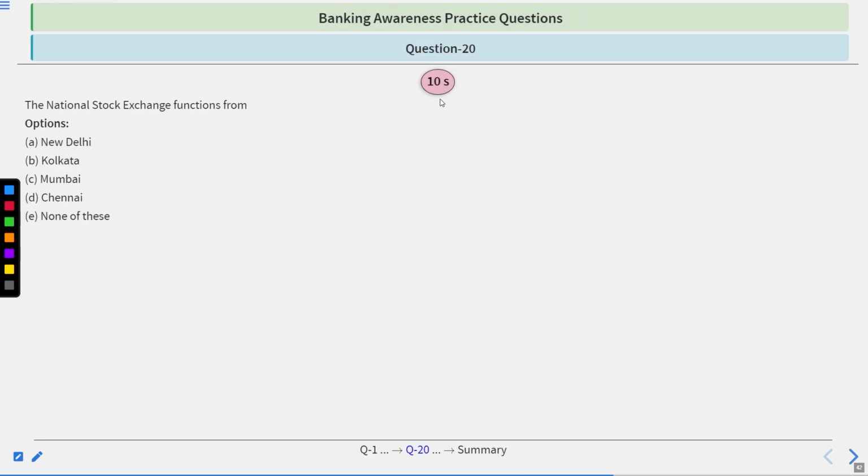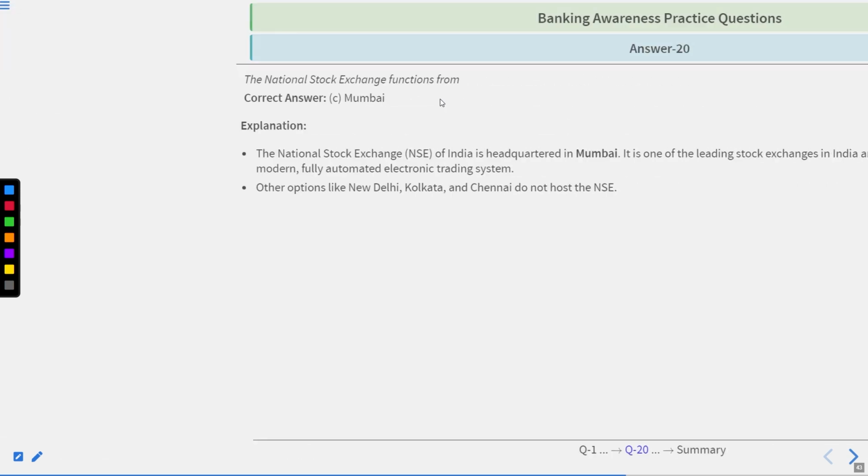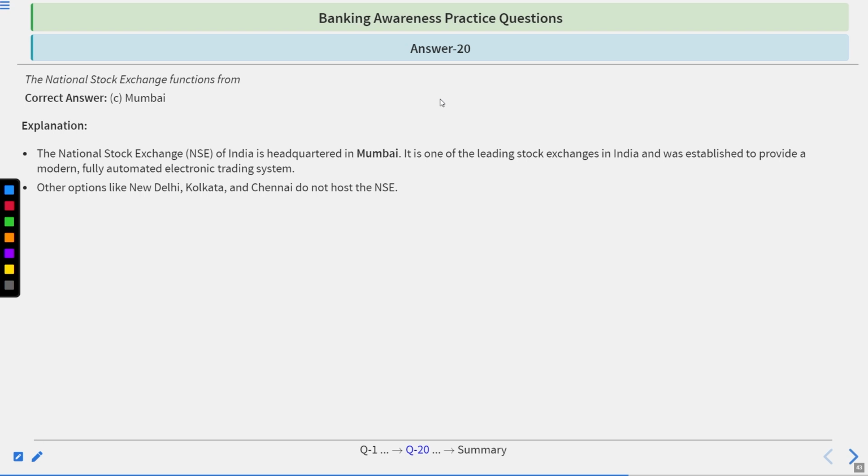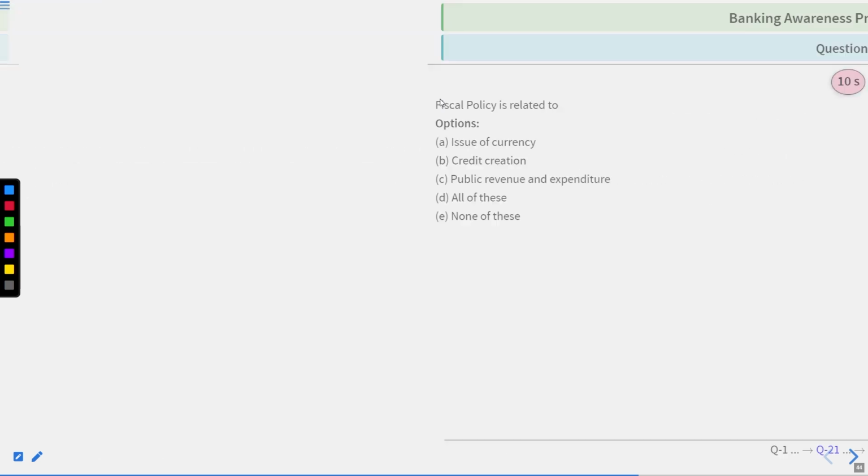Question number 20. The National Stock Exchange functions from New Delhi, Kolkata, Mumbai, Chennai, none of these. To answer this, you will have 10 seconds. Time starts now. Time's up. Correct answer is C, Mumbai. NSE of India is headquartered in Mumbai, one of the leading stock exchanges in India, and was established to provide a modern, fully automatic electronic trading system. Other options like New Delhi, Kolkata, and Chennai do not host the NSE.